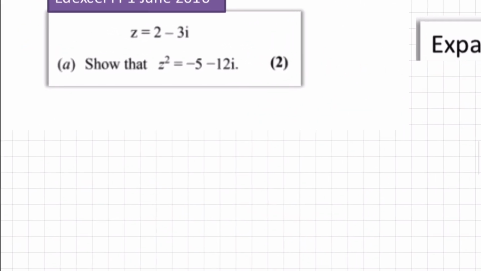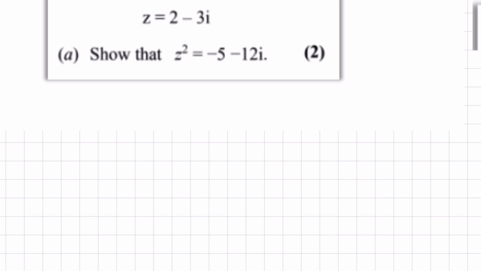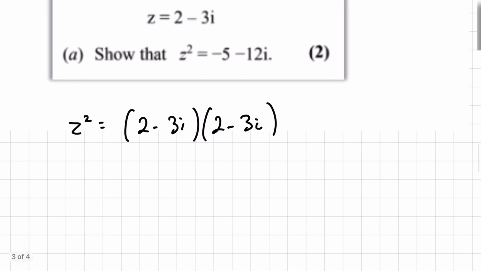So z equals 2 minus 3i, so that z squared equals negative 5 minus 12i. So z squared equals, expand it out, you get 4 minus 12i plus 9i squared. So we 4 minus 9, you're left with minus 5 minus 12i, and we're done there.